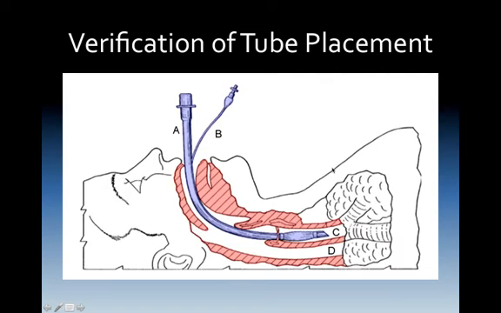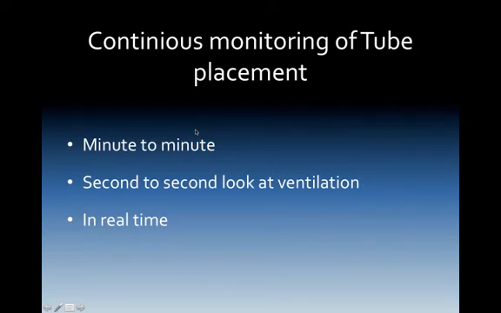So very simply, can't make this any simpler than this, the esophagus should not have CO2 in it. So if the tube is in the right location, the glottic opening or the trachea, then we should see expired gases if we have any perfusion at all in the chest. There's no CO2 in the esophagus. Continuous monitoring of tube placement gives us a minute-to-minute, second-to-second look at ventilation, and this occurs in real time.